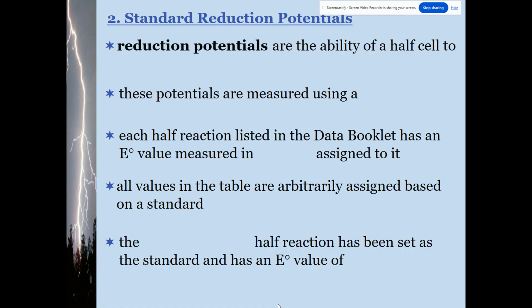So what we're going to look at that is part of cells also are something called reduction potentials. Reduction potentials are the ability of a half reaction or a half cell to attract electrons. They are measured using a voltmeter and measured in the units of volts. Okay? Now, the table in the data booklet actually has these numerical values assigned to them that we haven't really looked at yet, but those numbers are the reduction potentials, okay?